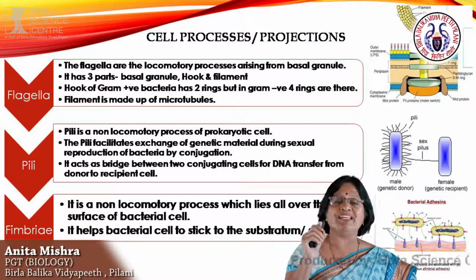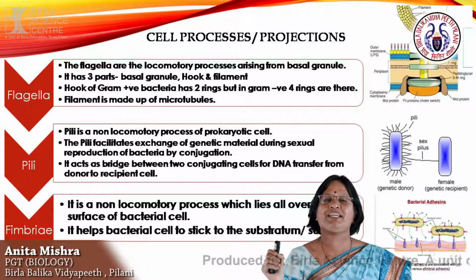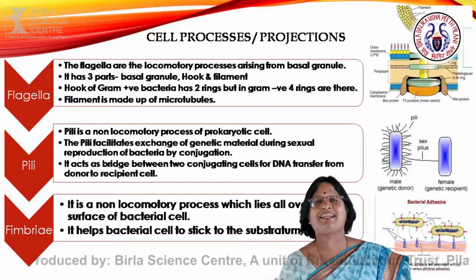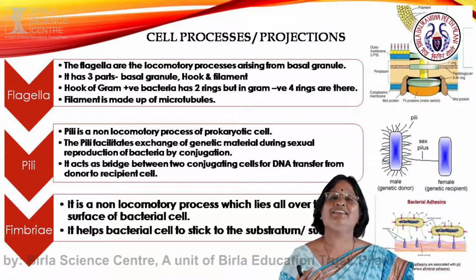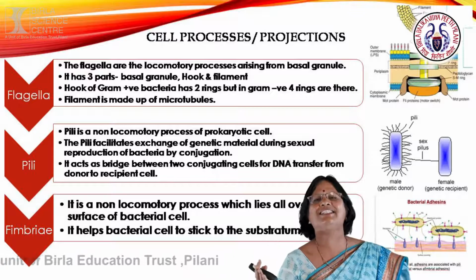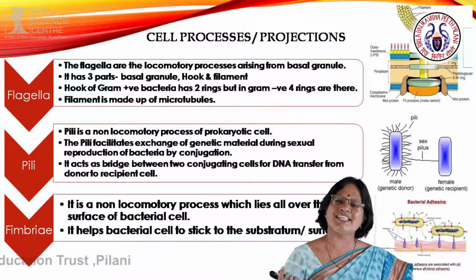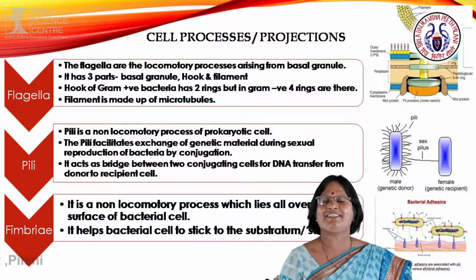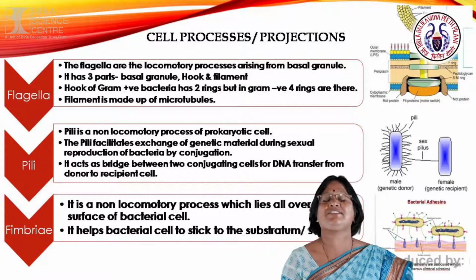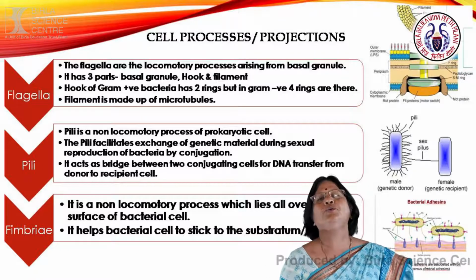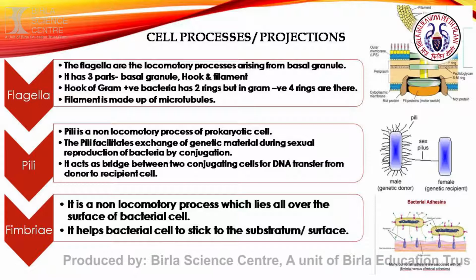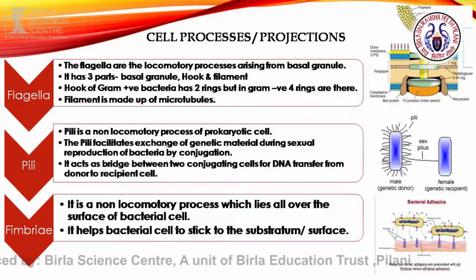The bacteria which transfers its part of genetic material is known as the donor, and the one which takes the bacterial DNA is known as the recipient. The one which gives is the donor, and the one which receives is known as the recipient bacteria. So this is the function of pili. Pili serves as the cytoplasmic bridge between the two bacterial cells for the transfer of genetic material from donor to the recipient bacteria.